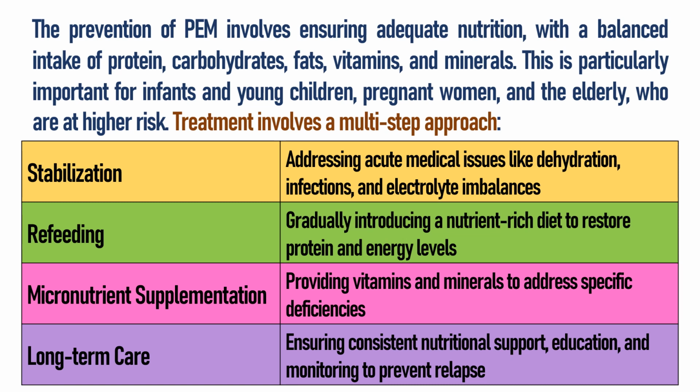The prevention of protein energy malnutrition involves ensuring adequate nutrition, with a balanced intake of protein, carbohydrates, fats, vitamins, and minerals. This is particularly important for infants and young children, pregnant women, and the elderly, who are at higher risk. Treatment involves a multi-step approach.